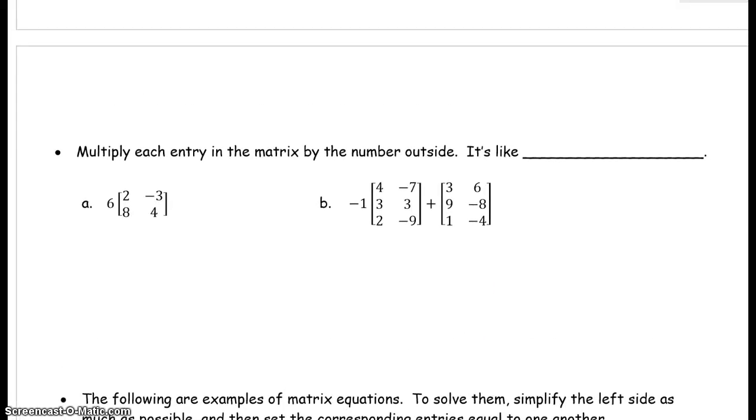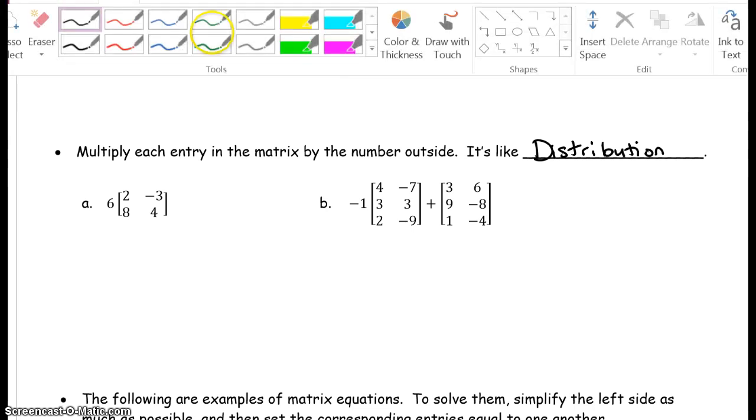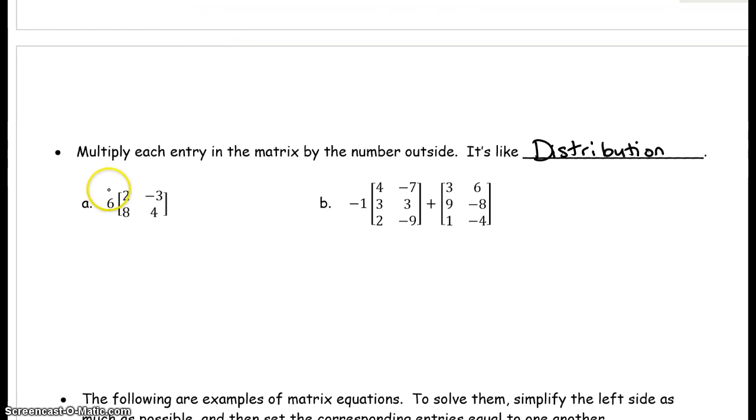All right, so we're going to multiply an entry in the matrix by a number outside. So you can see the entries inside the matrix, and there's a number 6 on the outside. It's our scalar. And this is very much like distribution. So what we're going to do is distribute the number on the outside to every entry on the inside, even to the 8 and to the 4. So here's what it looks like.